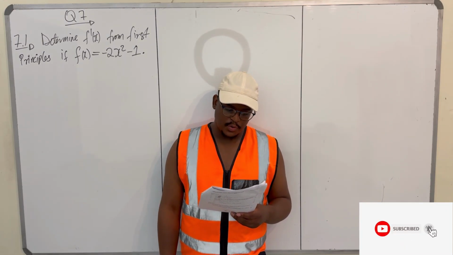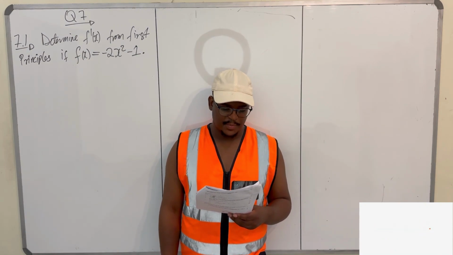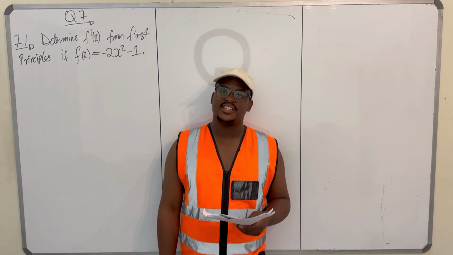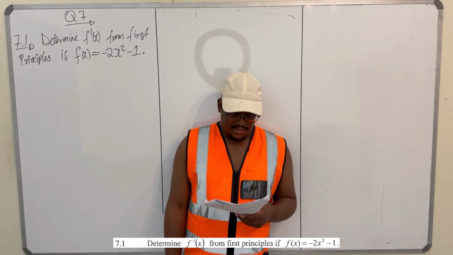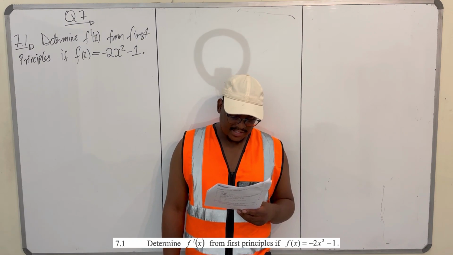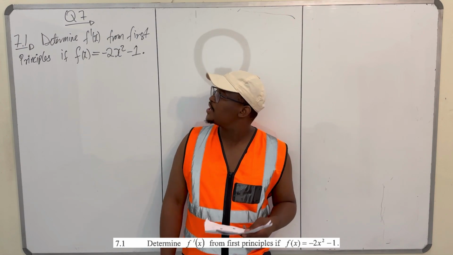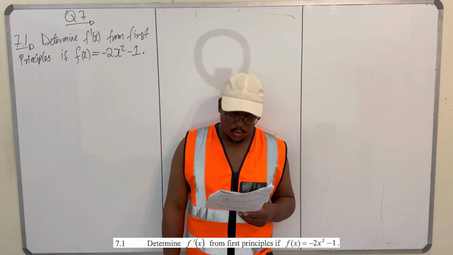So in this video, I'll be doing question 7 of the May/June 2023 question paper, Mathematics Paper 1. And these are derivatives. So let's go. 7.1. Determine f prime of x from first principles, if it is given that f of x equals negative 2x squared minus 1.